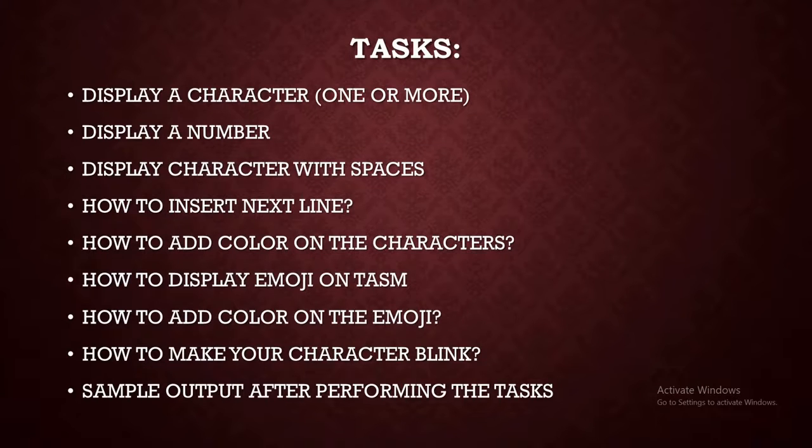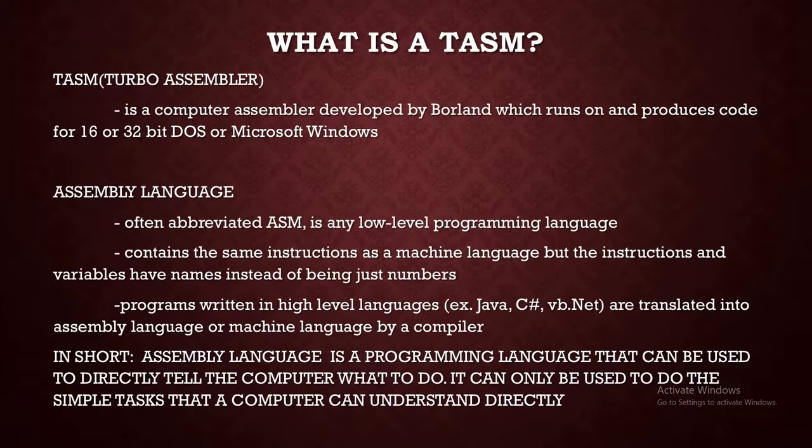Okay, the different tasks that we need to do are the following. To display a character, we can also display one or more characters. To display a number, display character with spaces, and how to insert next line, how to add color on the characters, how to display emoji on TASM, how to add color or colors on the emoji, and how to make your character blink. Okay, and then lastly, I will be showing you also the different sample outputs after performing all of the tasks given. Okay, so let's start by discussing first what is a TASM.